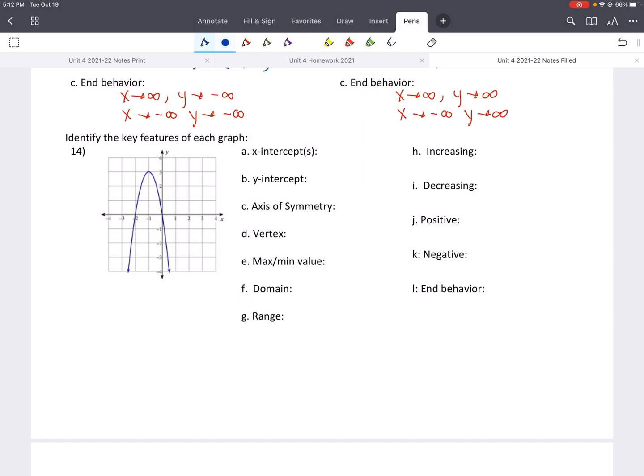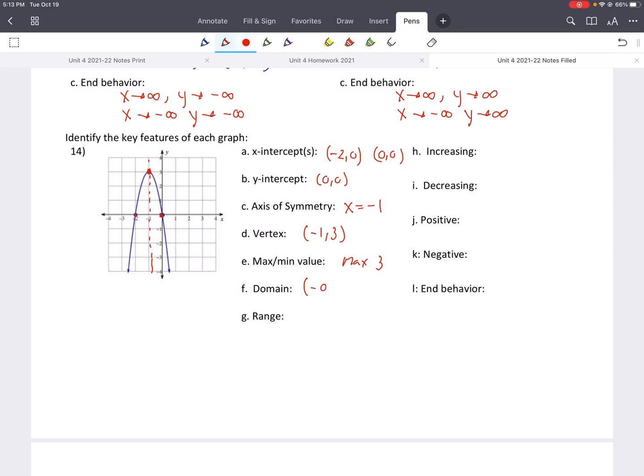All right, so here, x-intercepts. Again, x-intercepts are where it crosses the x-axis. So that would be (-2, 0) and (0, 0). The y-intercept is also (0, 0). Axis of symmetry is going to be x equals -1. It's that vertical line that cuts the parabola in half. The vertex is going to be (-1, 3). That's right here. It's the turning point. We have a maximum of 3.